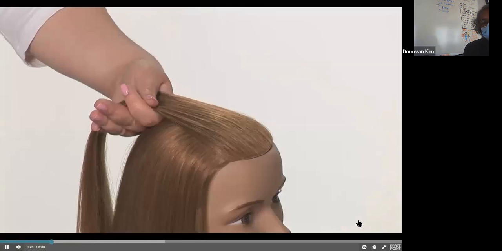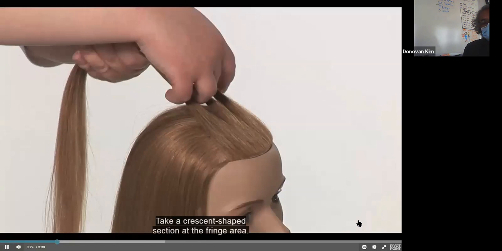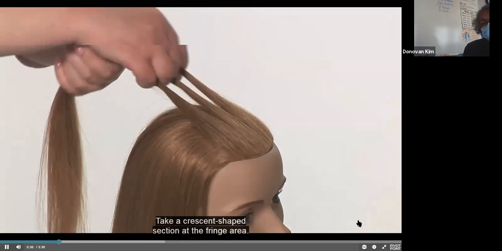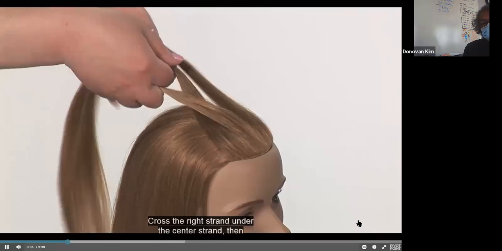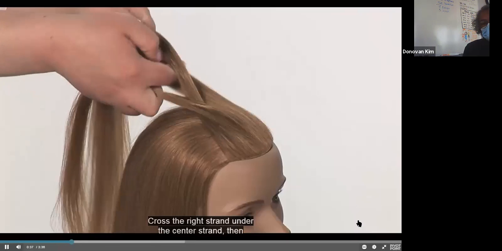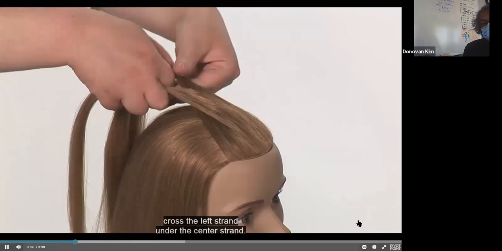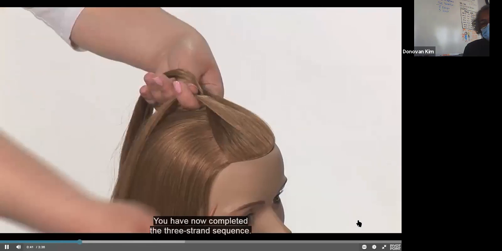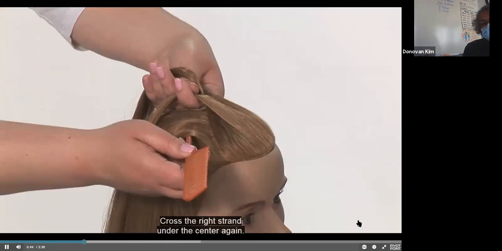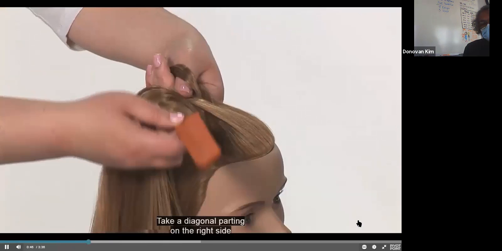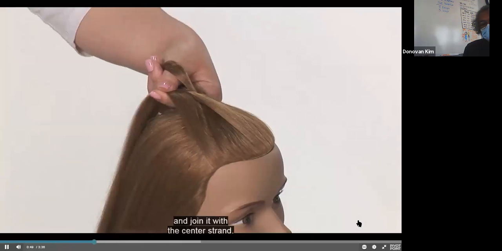Distribute the hair straight back. Take a crescent-shaped section at the fringe area. Subdivide the hair into three equal strands. Cross the right strand under the center strand, then cross the left strand under the center strand. You have now completed the three-strand sequence. Cross the right strand under the center again. Take a diagonal parting on the right side and join it with the center strand.